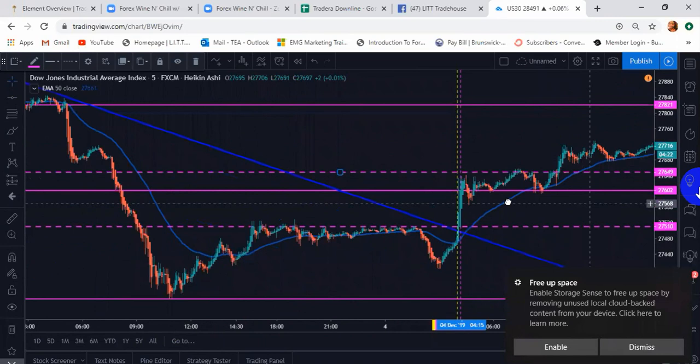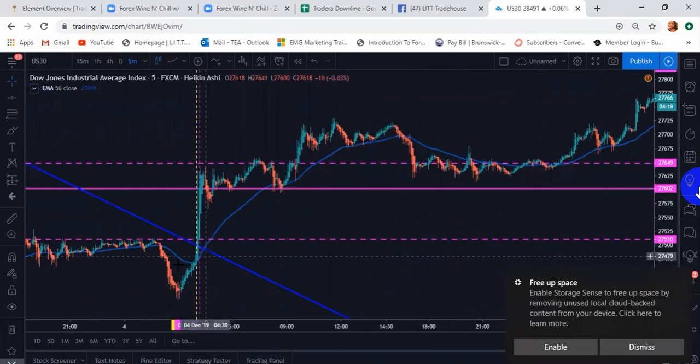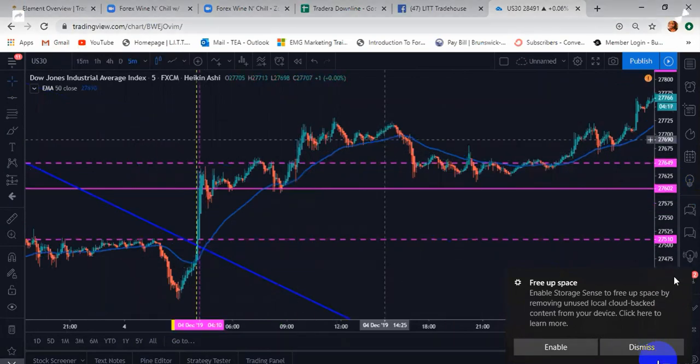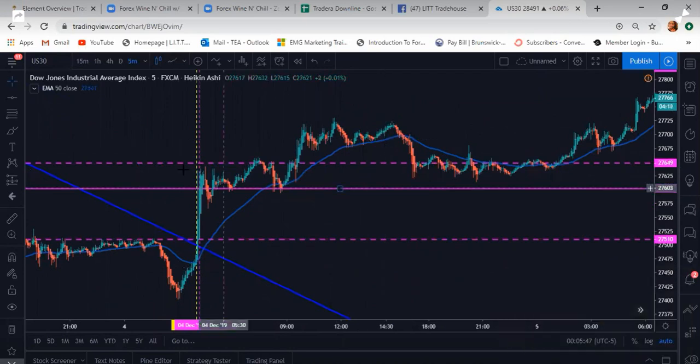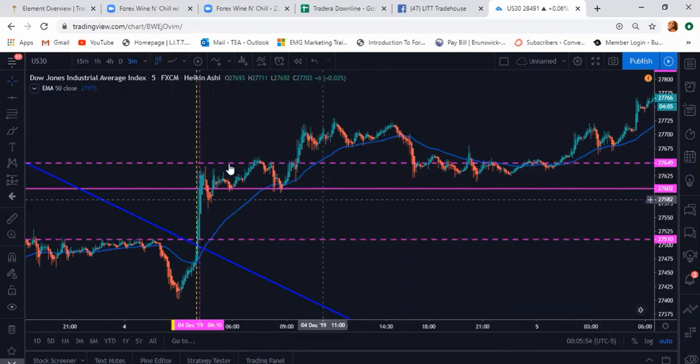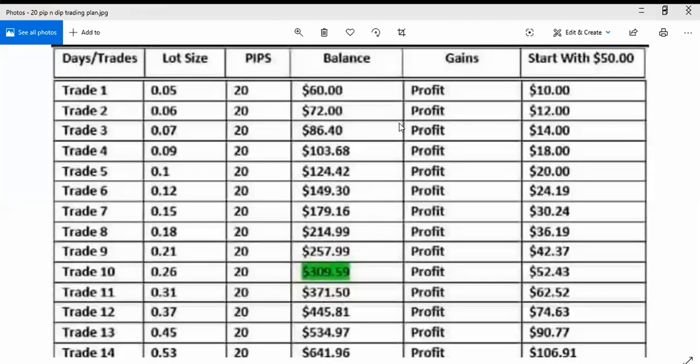If you decide to use this 50, you also have to mark your support and resistance, and you also have to use your eyes to see market structure, because you don't want to be in this trade, you know what I'm saying? And now we losing money. That's why I go in with a plan. I go in with this plan that I gave y'all.